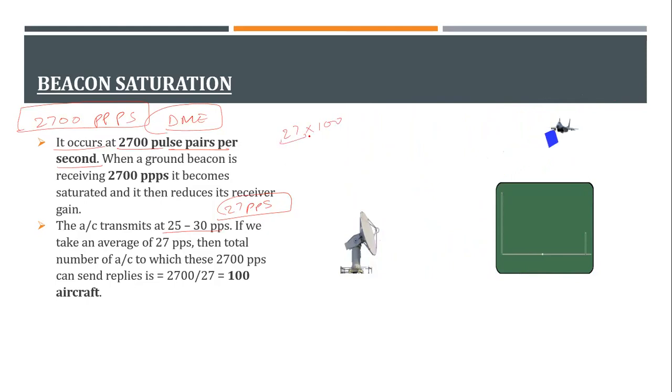Okay, every aircraft is sending out at 27. The DME only has a saturation limit of 2700. So it can only serve 100 aircraft, and that is the reason there is a limit of 100 aircraft. Okay.